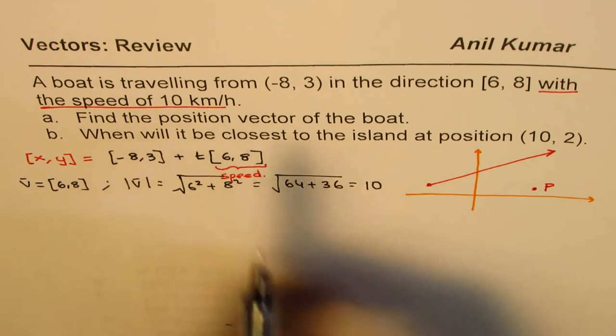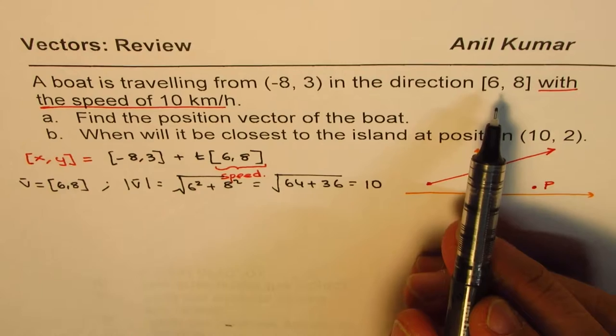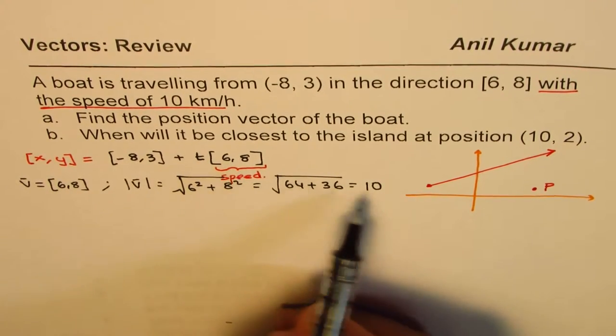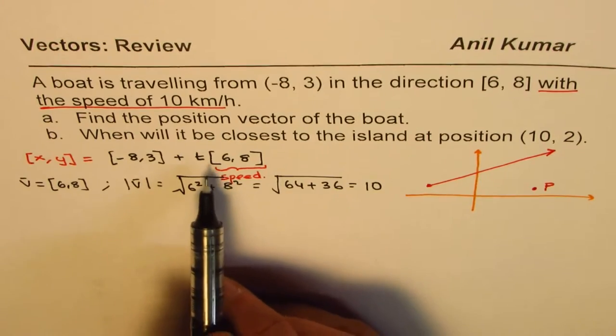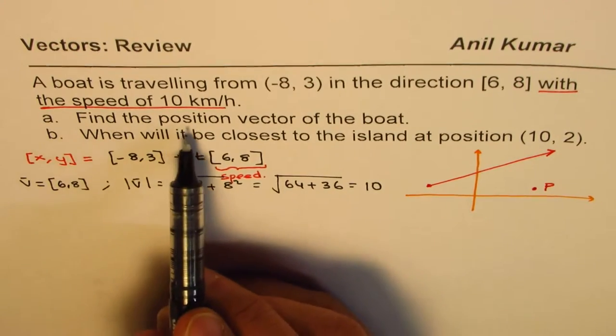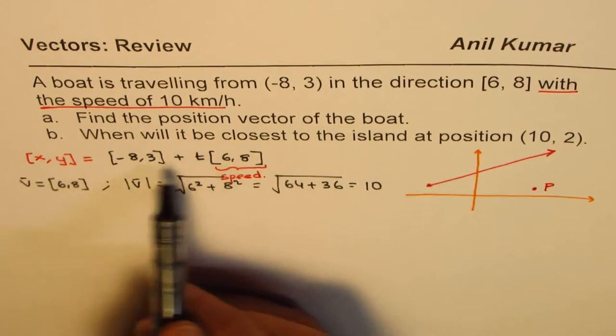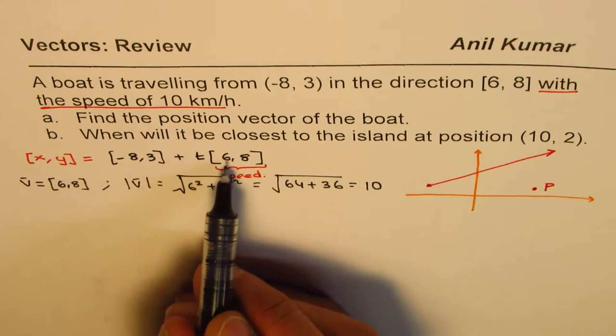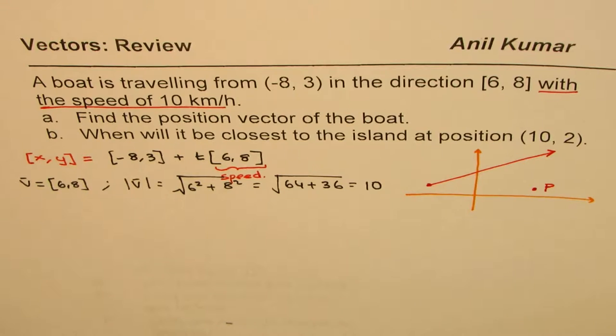In case this was not the case, then you would multiply this by a scalar number to make it 10. Anyway, in our case, the position vector of the boat is, as we have written, (-8, 3) plus t times (6, 8). So we just completed part A.